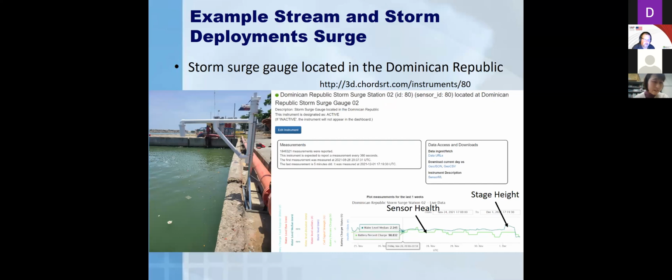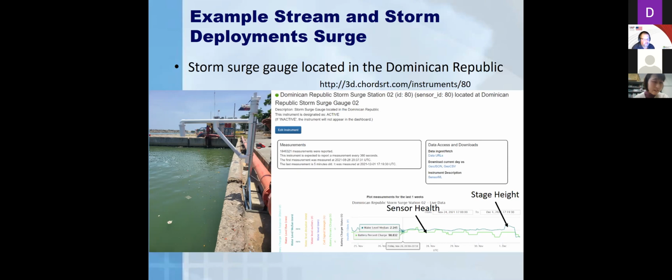And here's just an example of the storm surge gauge, one of the gauges located in Dominican Republic. And you can see here, again, just looking at stage heights, and this is in a port. We also provide information on sensor health, for example, battery status, signal quality of the transmission. So you can not only collect the data, but also make sure that your system is running properly and do this remotely and only have to visit the site if there's a problem.